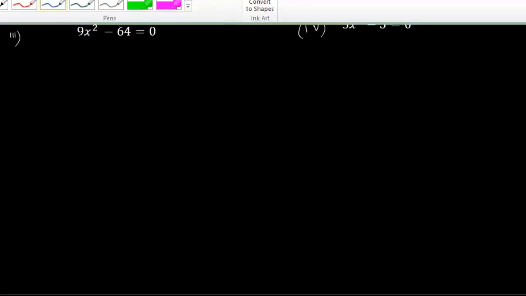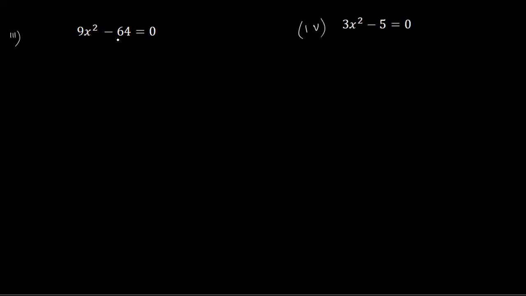Here, 64 is 8 square and 3 square is 9, x square is x square. So again, we can use the difference of perfect squares technique. So this can be rewritten as 3x, because 3x is simply the square root of 9x square, and 8 is the square root of 64. So let us write 3x and 8. Now plug a negative sign in between and a positive sign in between. Now put them equal to 0.